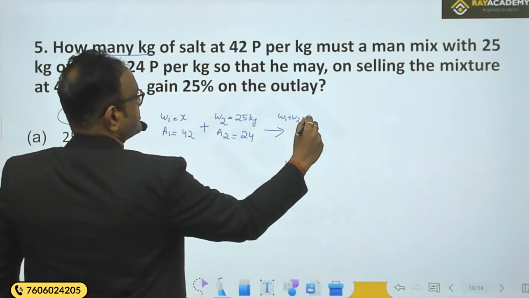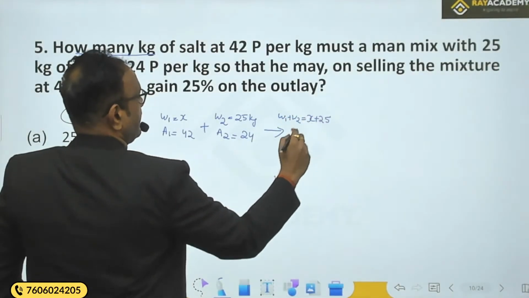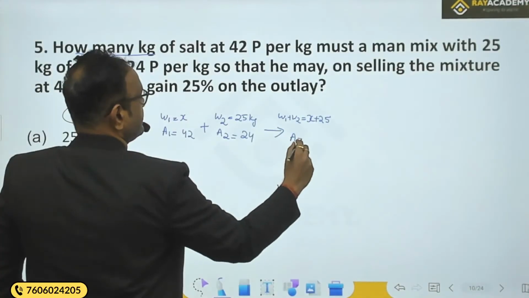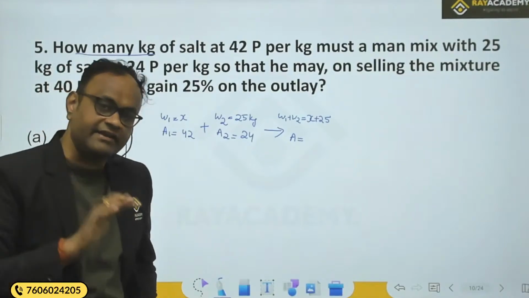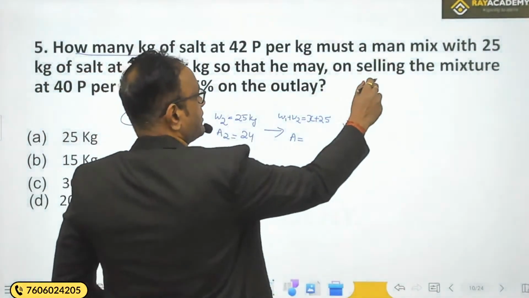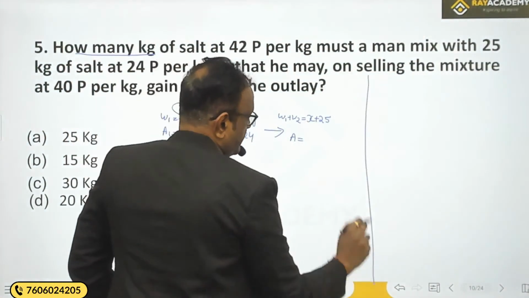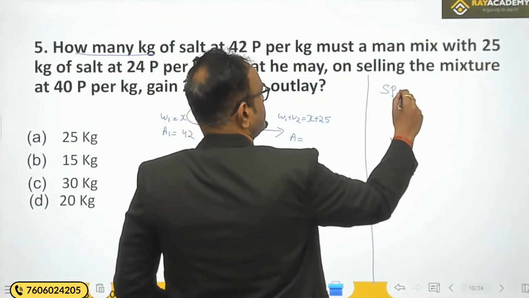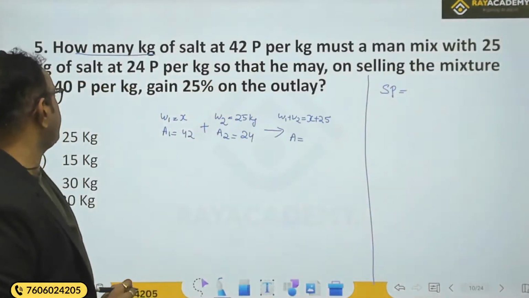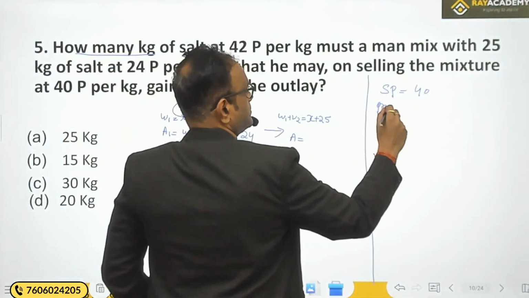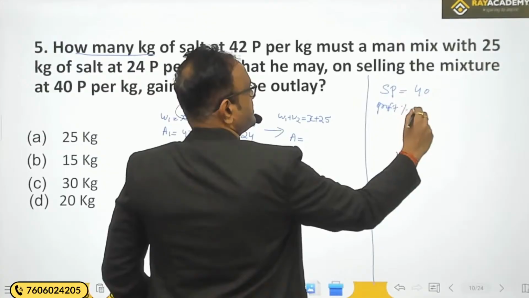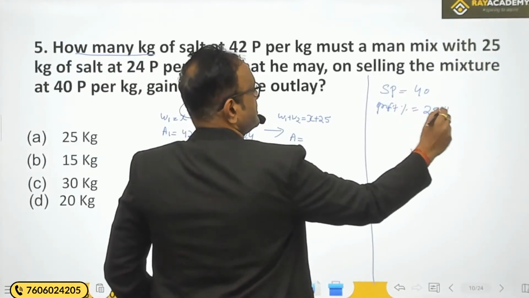This is giving x plus 25, but the average cost price of the mixture is not given directly. So again you need to find it out. So again put the method. SP is given as 40 paisa per kg, 40. Profit percentage is given as 25 percent.